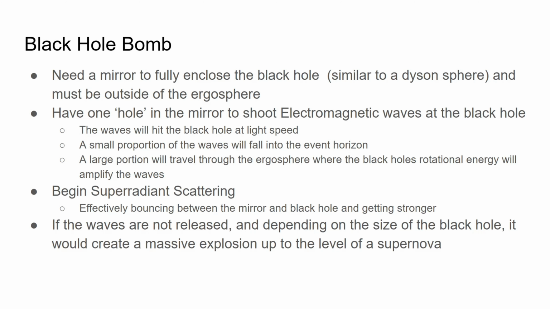If you remember, like the photon sphere, a large portion will just keep cycling, and the black hole's rotational energy will amplify the waves. This begins a concept of superradiant scattering, which is just a fancy term for the light rotating and then bouncing out into a mirror, which then bounces it back into the ergosphere. It loses a small portion, but it still has a large portion that rotates and amplifies more, then bounces out and bounces back in. And there are different things you can do with this.